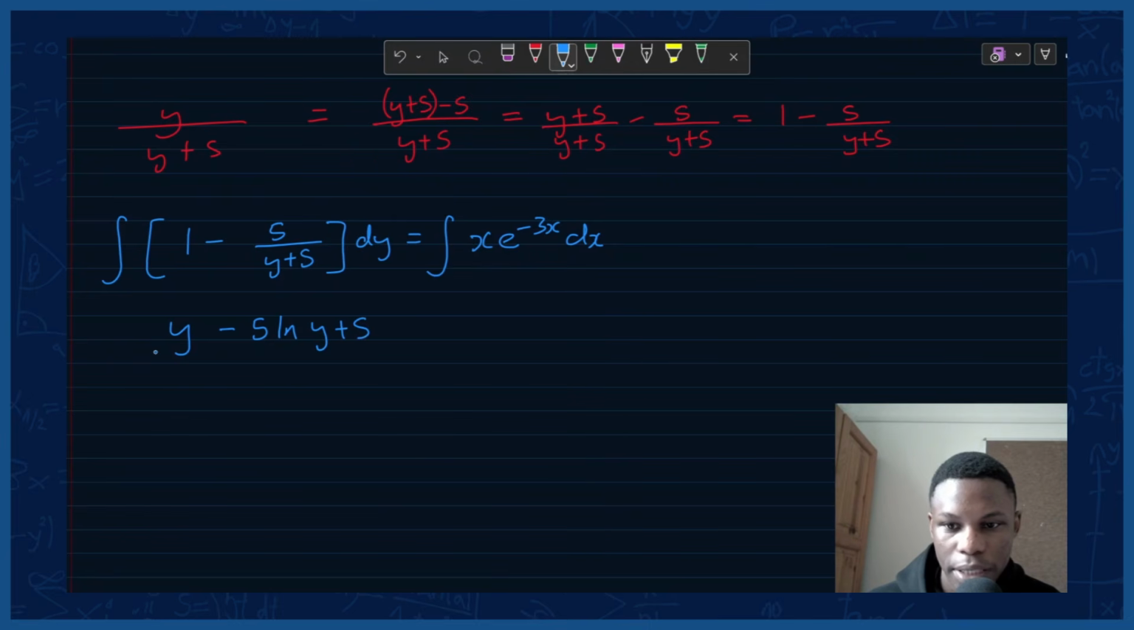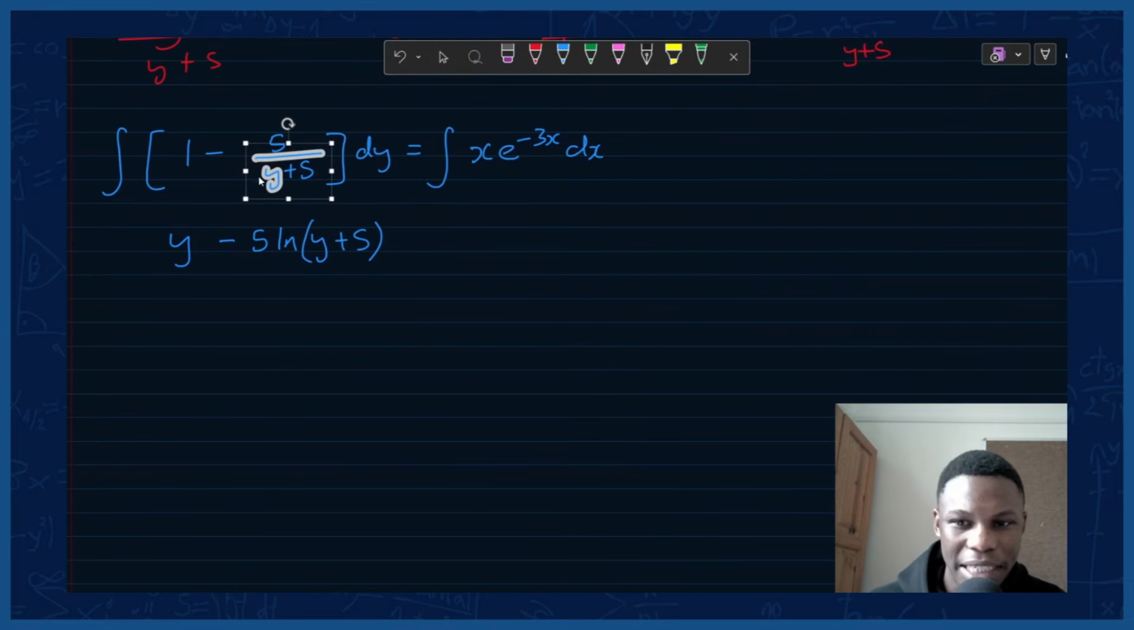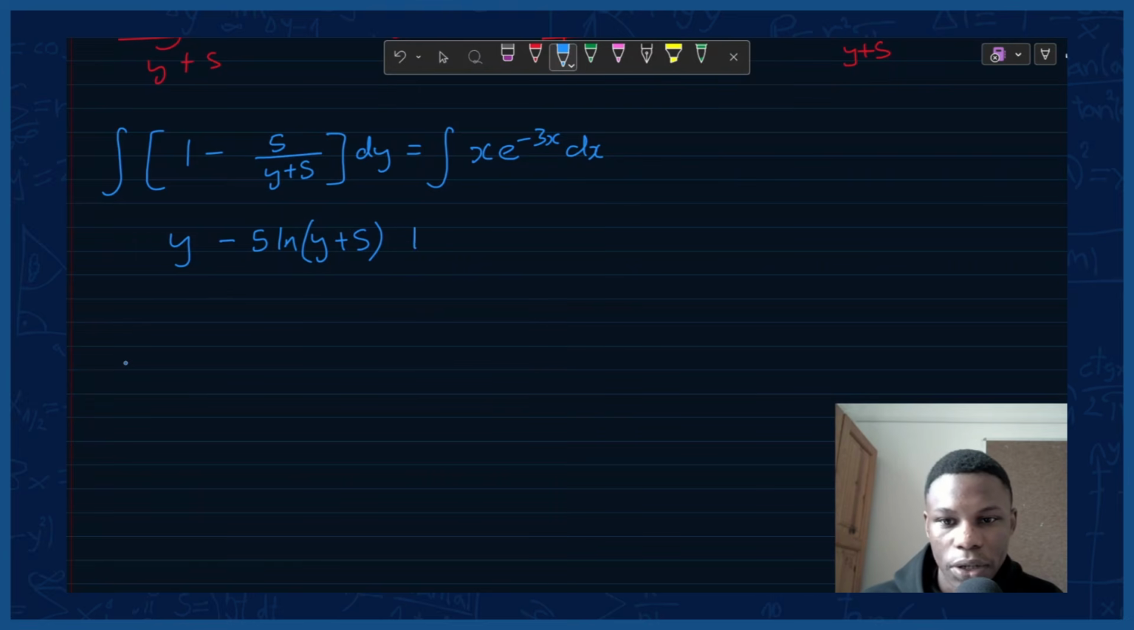If you want to be by the book, you'd have to put an absolute value here. But I'm almost certain that I'll forget to do this later on, so I'm just going to put no more brackets. And then if you differentiate the y, you get 1, so we don't really need to divide by anything. Plus a constant of integration, and this is equal to the integral of x e to the negative 3x dx. So let's do that on the side.